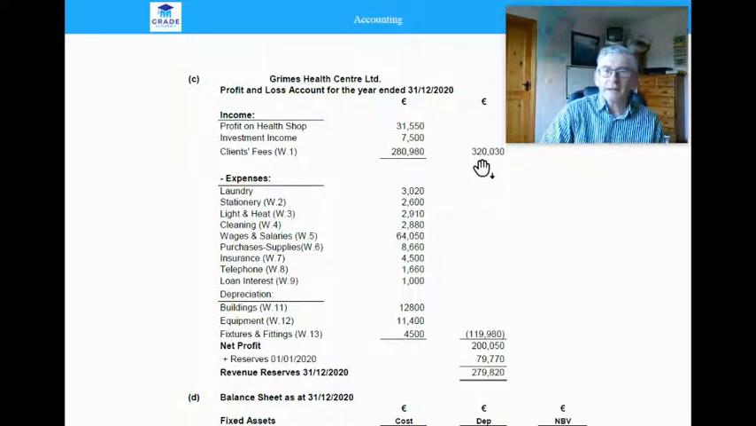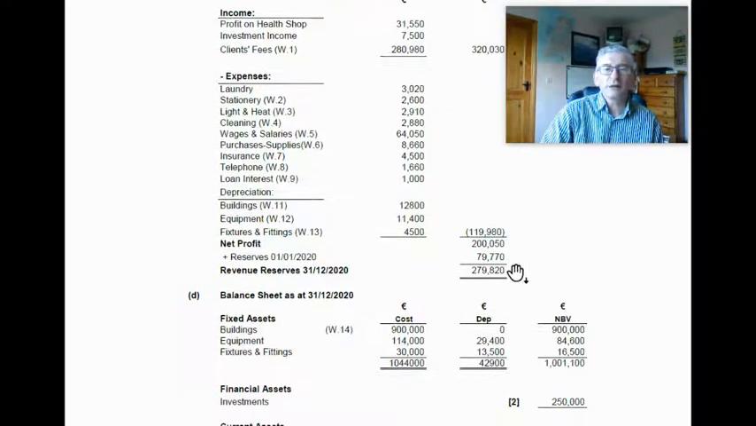Now, we take that from our income, and taking one from the other, we get a net profit of 200,050 euro. Now, we've already worked out what our reserves were at the start, which were 79,770. This effectively is the appropriation section of your profit and loss account. And we add that, so therefore our revenue reserves or our profit and loss balance at the 31st of the 12th, 2020 is 279,820.